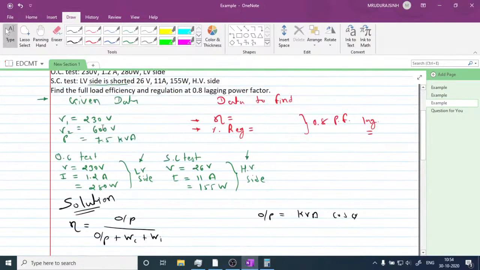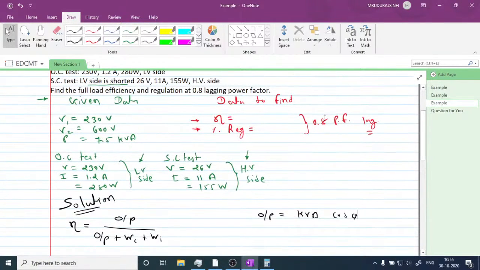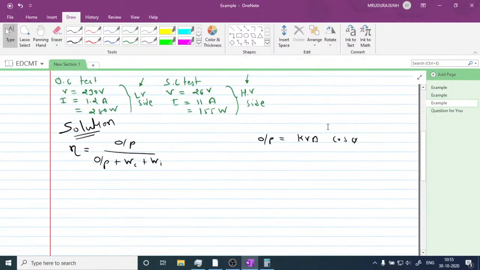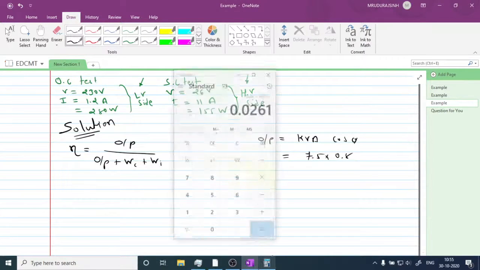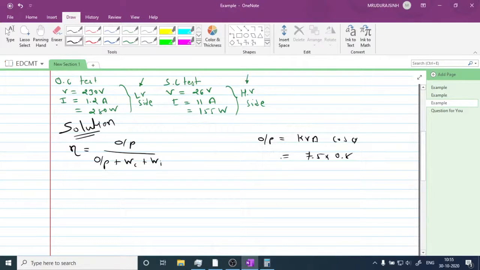What is the kVA rating? The kVA rating is 7.5 kVA, and we need to calculate the efficiency at 0.8 power factor. So 7.5 into 0.8. Who is calculating it with me? Please answer. 7.5 into 0.8 gives us 6. So 6 kilowatt is the load, the output.